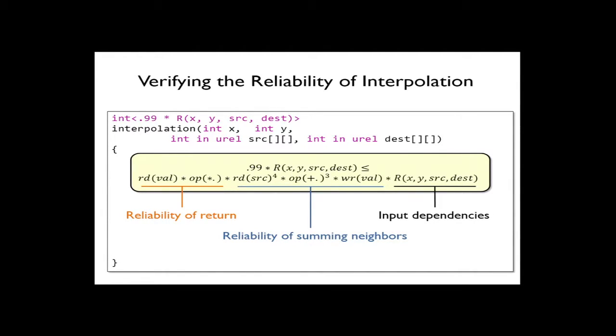So now the way to parse this is, again, remember, the left side of the inequality is completely unmodified. But on the right side, we can now see the breakdown of how we're computing this for this path, where we've got the reliability of our return, the reliability of our summary neighbors, and the reliability of the input dependencies, explicitly just on this specific path of our computation.